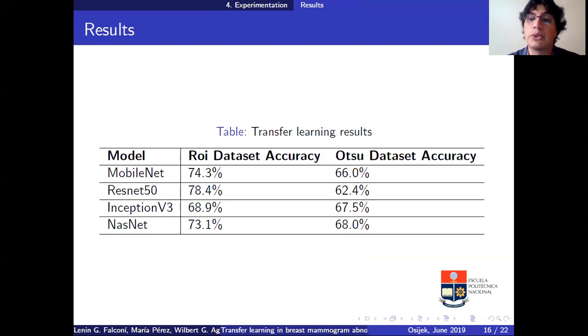So in our literature review, we came to the conclusion that MobileNet and NASNet have not yet been tested on mammogram images. So we compared that with some other common pre-trained convolutional neural networks. You have that after ResNet 50, you are followed by MobileNet and NASNet, and Inception V3 is in last place. For the Otsu dataset, that is the one with the black background, ResNet is not the best one. Instead, the best one, with 68%, is actually NASNet.